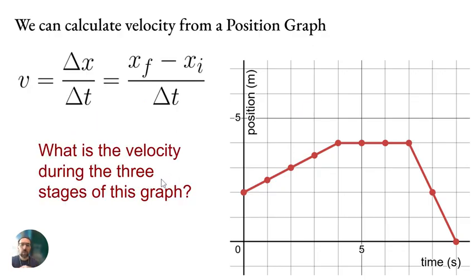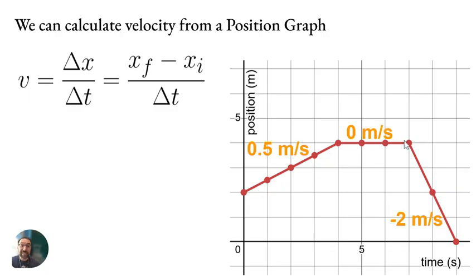Okay, what is the velocity for all 3 stages of this graph? We just looked at the rise and run of this first segment. It goes up 2 over 4. So that's a slope of 1/2, or a velocity of 1/2 meters per second. This second segment is an interesting one where we don't move at all. The change in position, or the displacement, is 0 over those 3 seconds.